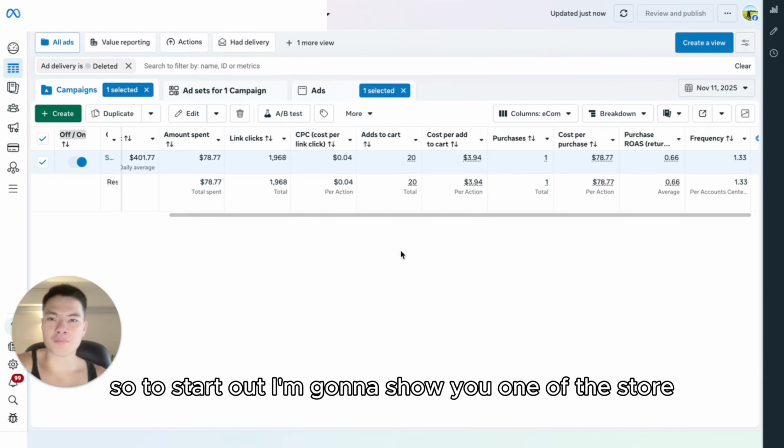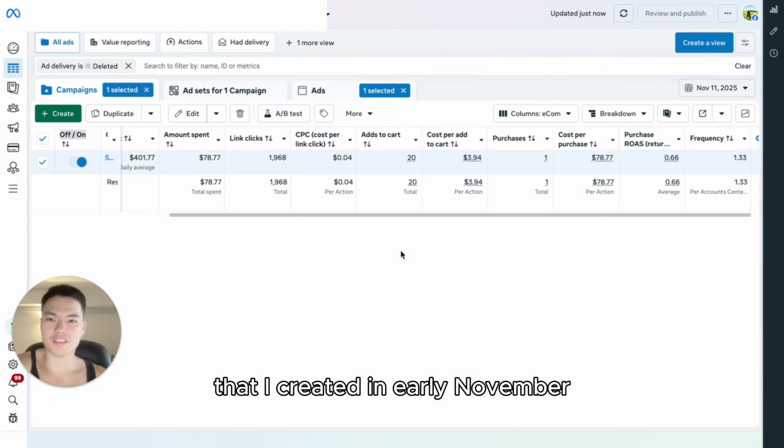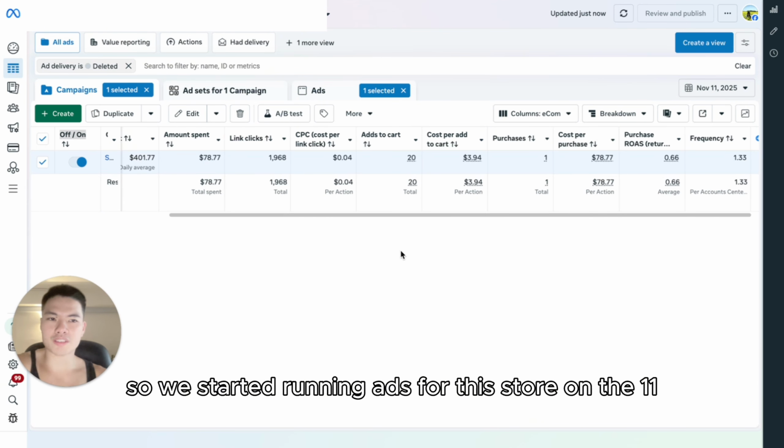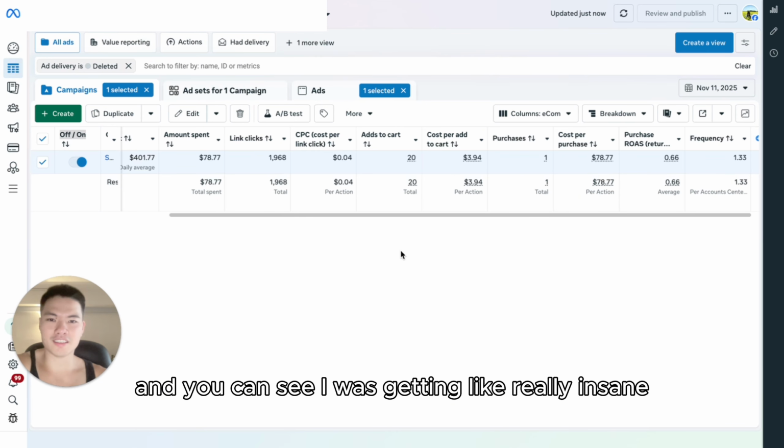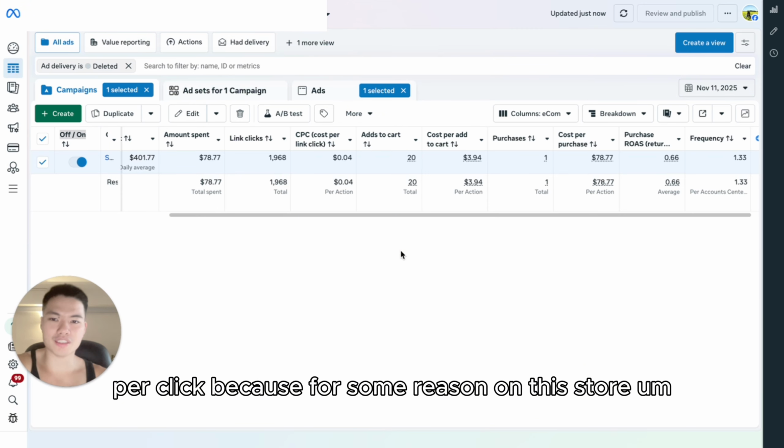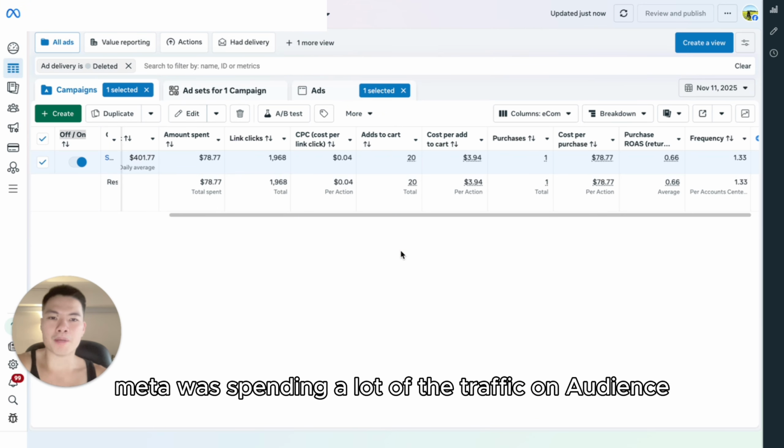So to start out, I'm going to show you one of the stores that I created in early November. We started running ads for this store on the 11th of November, on the first day. And you can see I was getting really insane low cost per click because for some reason on this store, Meta was spending a lot of the traffic on Audience Network.